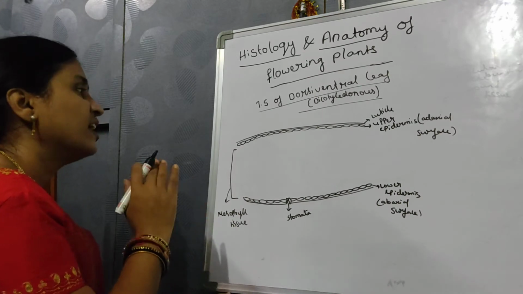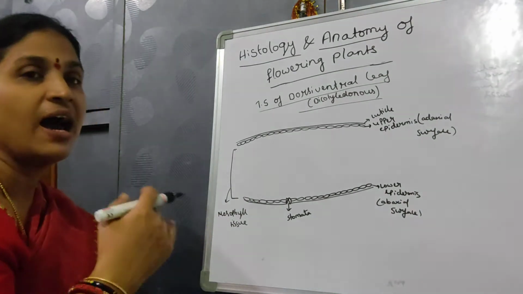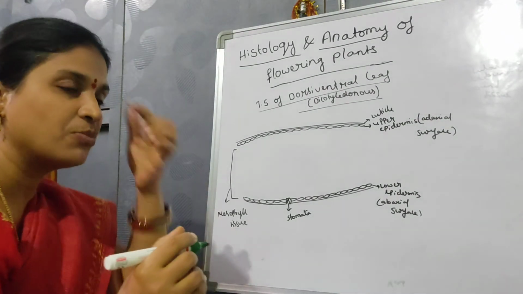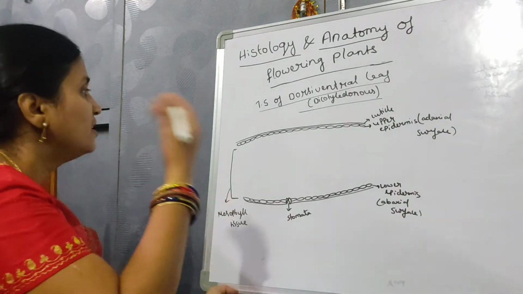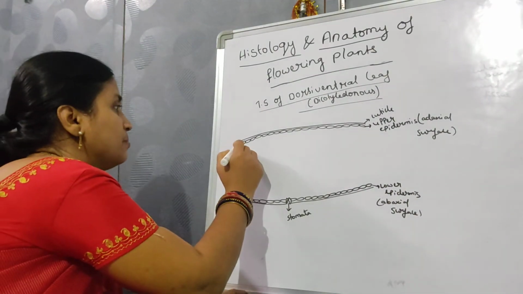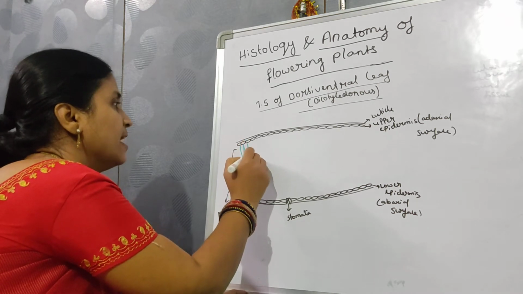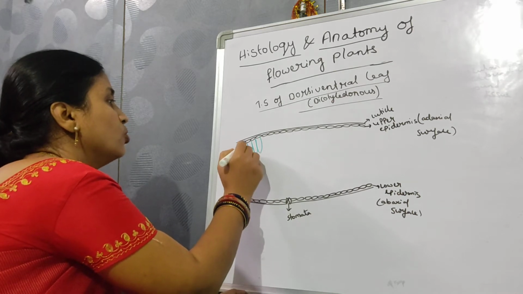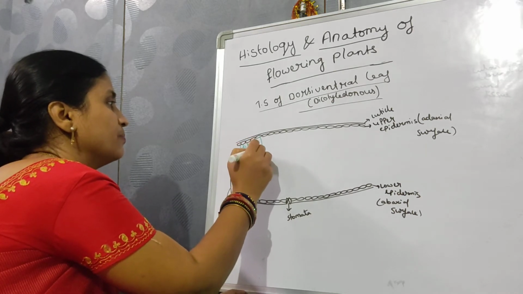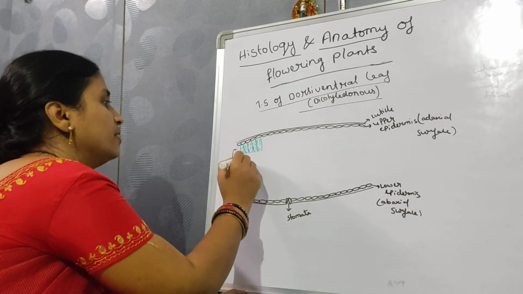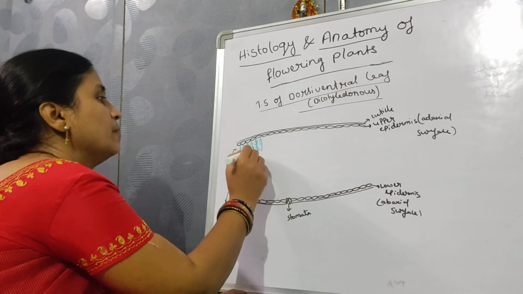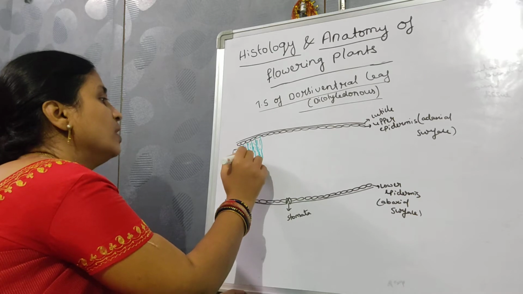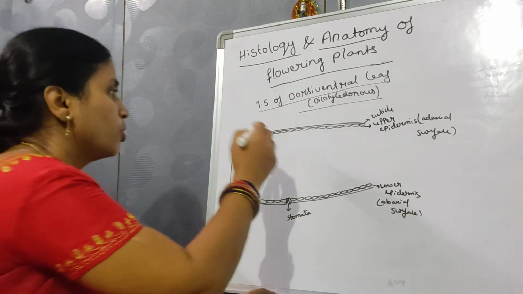This mesophyll tissue is again divided into two types: palisade parenchyma and spongy parenchyma. Both have chloroplasts, but the shape and arrangement are different. The palisade parenchyma are elongated cells arranged vertically and parallel to each other. Inside these, the chloroplasts are present. These are the palisade parenchyma, which are vertically placed, elongated cells present parallel to each other.